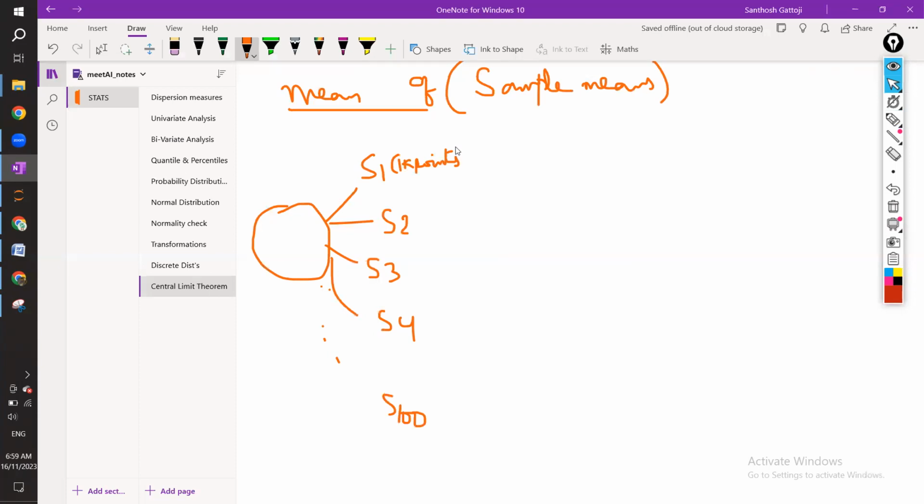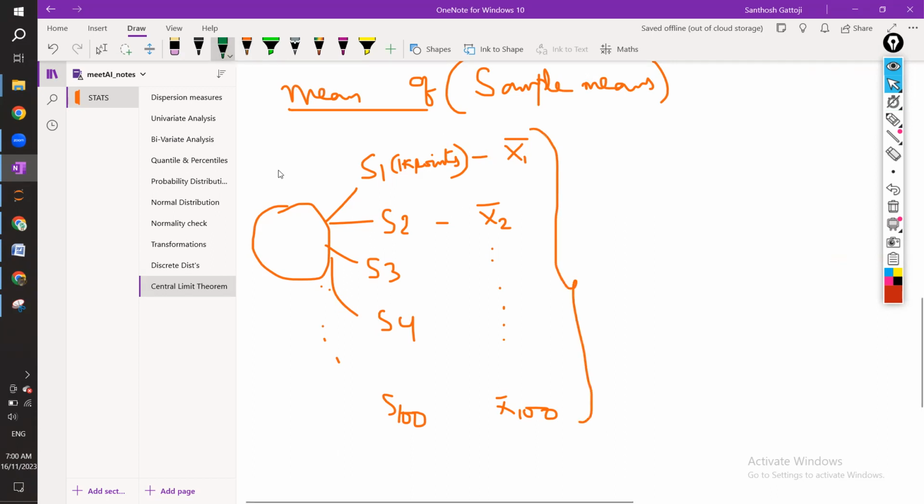Now each sample will have one mean: x1 bar, x2 bar, like that up to x100 bar, guys. These are sample means. These are just samples, and these are their means, the sample means. Now the game is with these.